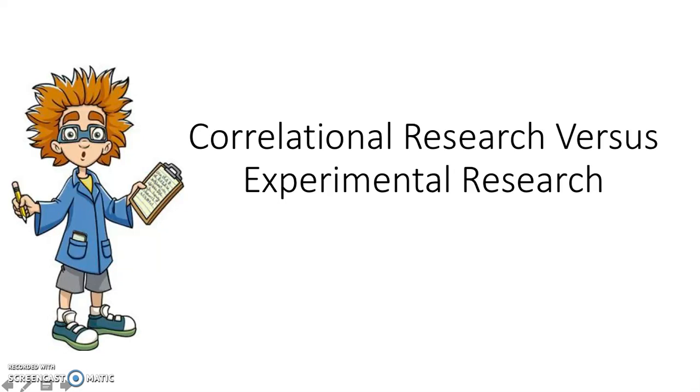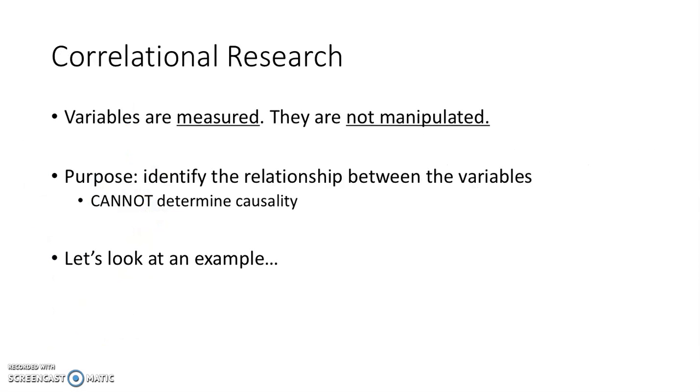In this video, I'm going to discuss correlational research, and I'm also going to discuss experimental research. Let's start with correlational research. In correlational research, we measure two or more variables to try to identify the relationship between those variables. We do not manipulate any variables, we only measure them. Because of that, correlational designs cannot determine causality.